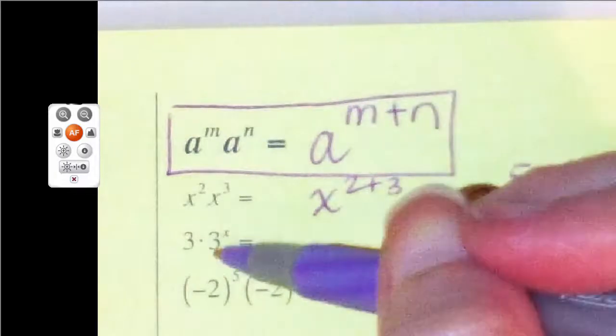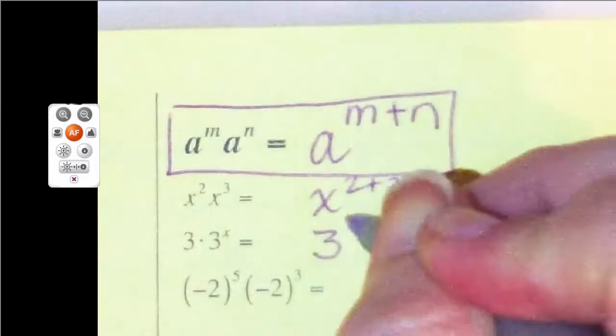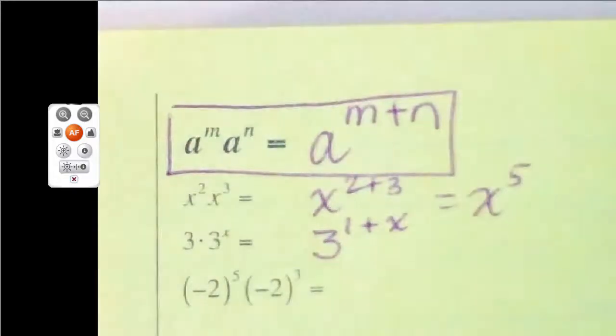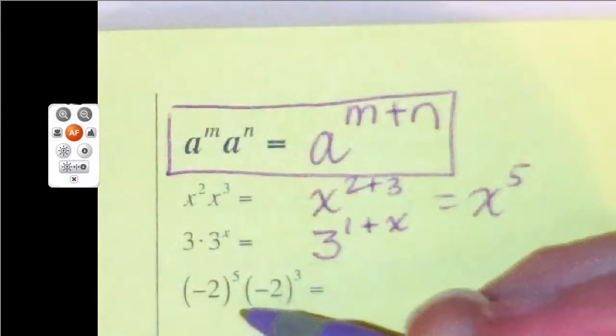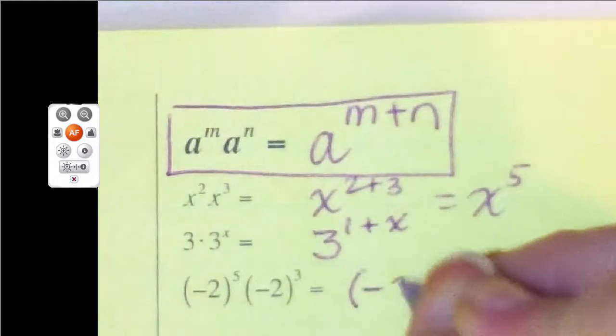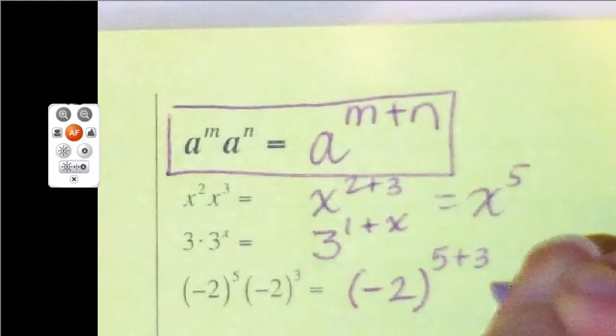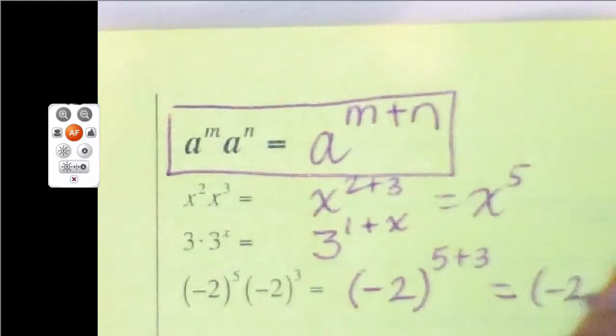Our next example is 3 to the first times 3 to the x. My like base is 3. I add my exponents, 1 plus x. I can't combine them, so I'm done. My last example, I have like bases of negative 2. So I raise negative 2, add my exponents, 5 plus 3, which is negative 2, all to the 8th.